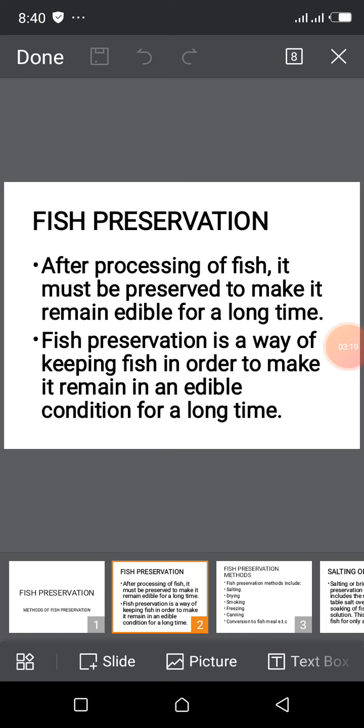Fish preservation is a way of keeping fish in order to make it remain in an edible condition for a long time. In order to make the fish still retain its taste and quality and still be safe for human consumption, then we need to preserve it. So fish preservation is a way of keeping fish in order to make it remain in an edible condition for a long time, or to make it remain safe for consumption for a long time.